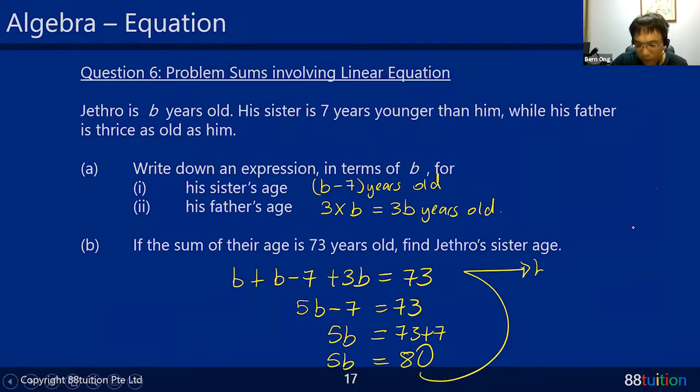Okay, so 5B is 80. B is equal to 80 divided by 5. You can press a calculator lah. 80 divided by 5 is 16. Correct. Thank you, Celeste. So 16 is for B.